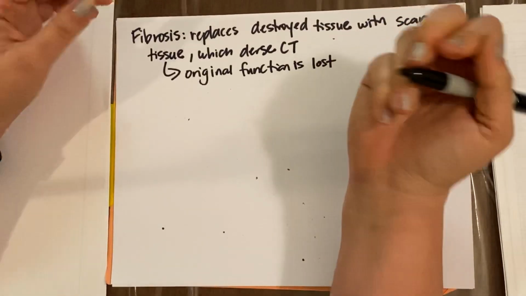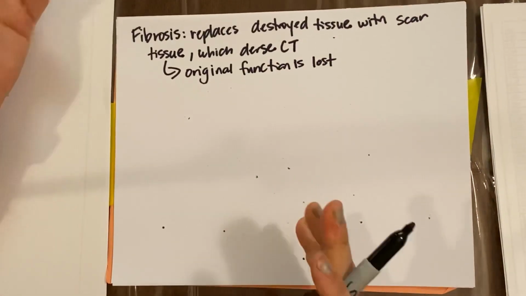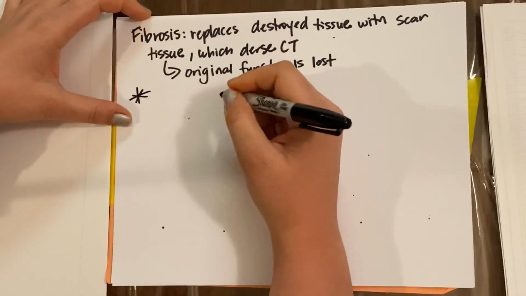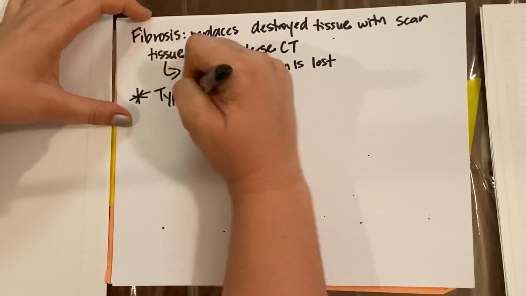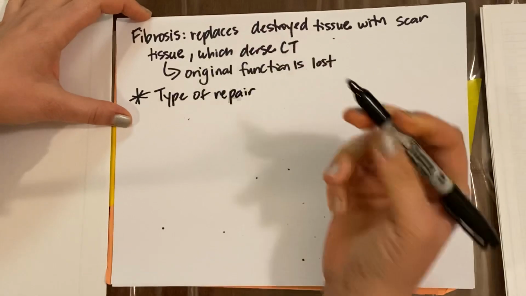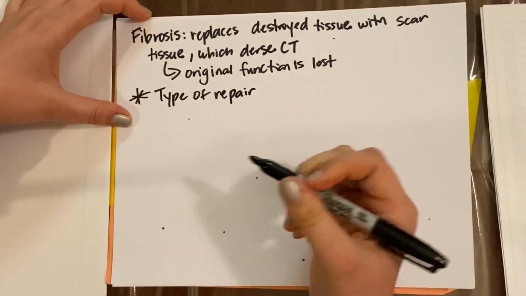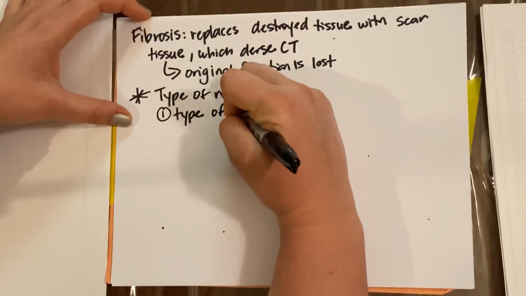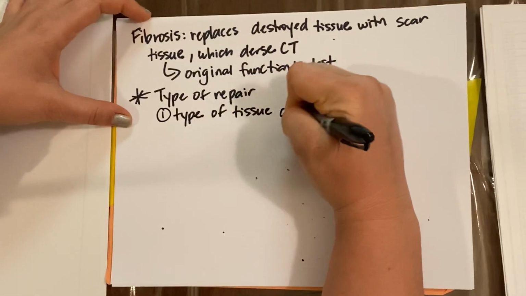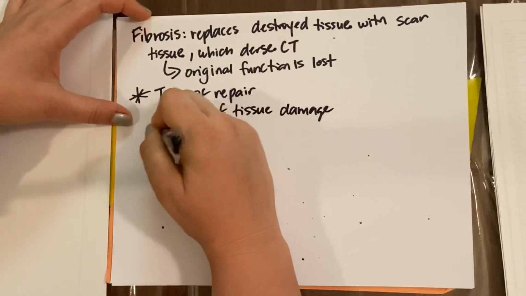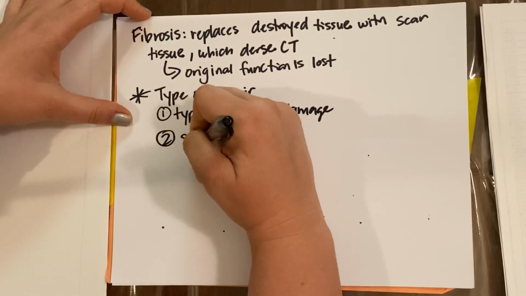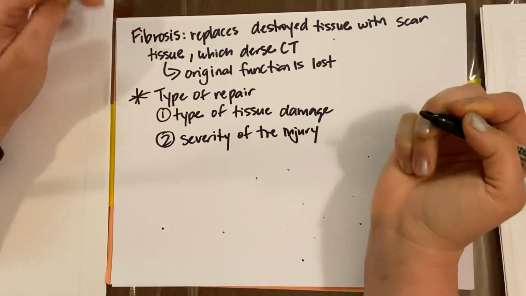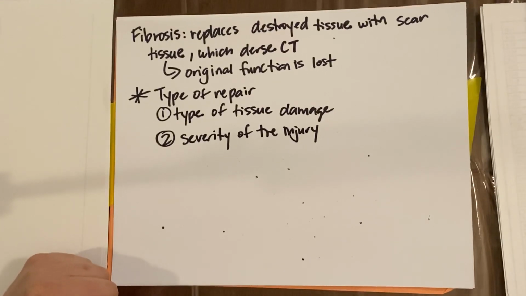Now, you might say, why would we have fibrosis ever happen? We'd want regeneration to happen. But the type of repair that occurs is going to depend on two things. When I say type of repair, I mean either regeneration or fibrosis, it is going to depend on, one, the type of tissue damage, and two, the severity of the injury. So you can imagine that something that's very severe would most likely have a more difficult time repairing.